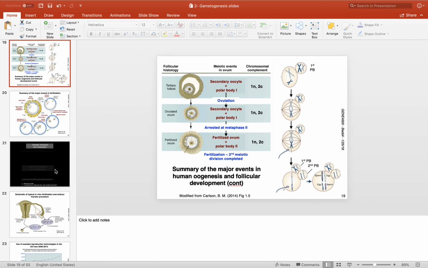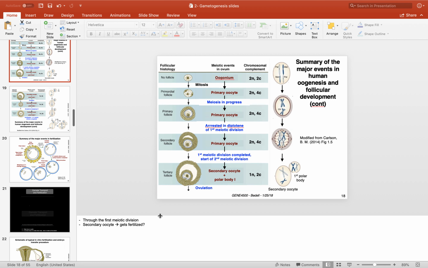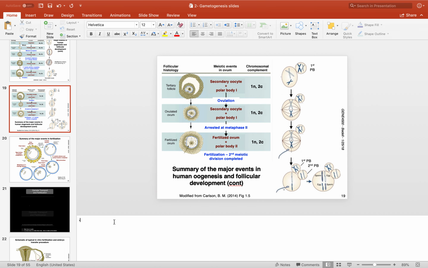Okay, then completion. This is ovulation, so this is where we were from the previous slide. Secondary oocyte, first polar body. This is what gets ovulated, and then it doesn't complete meiosis 2 unless fertilization takes place.